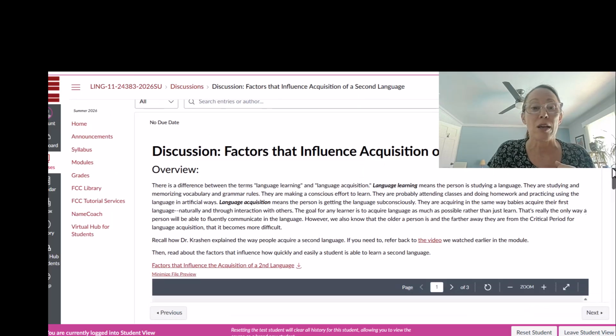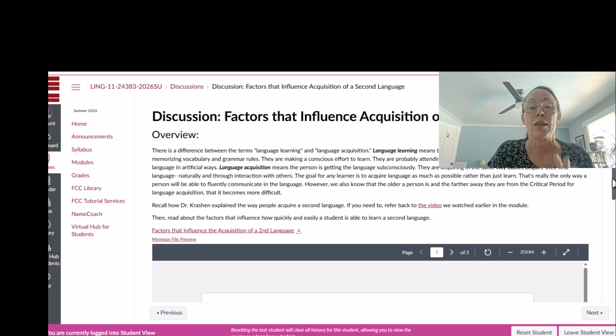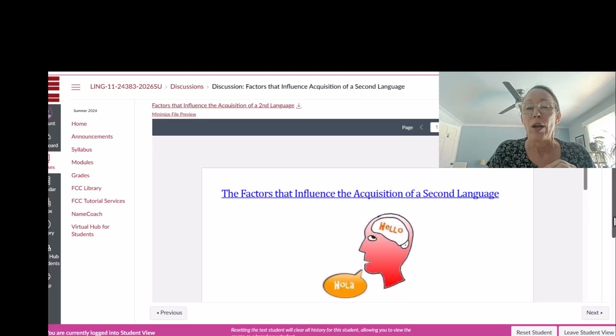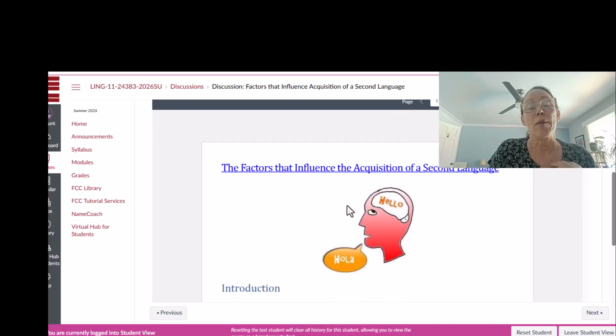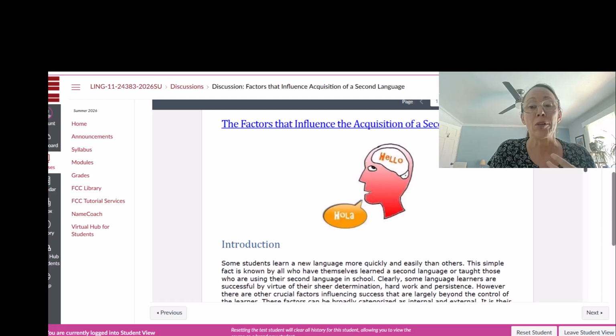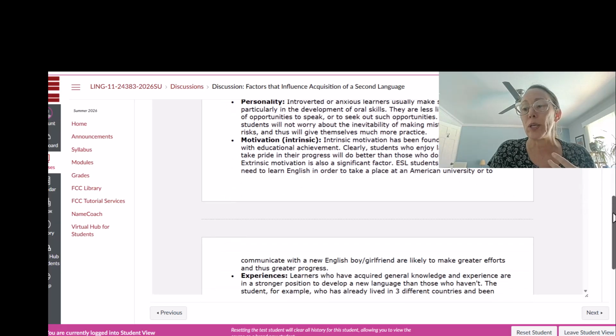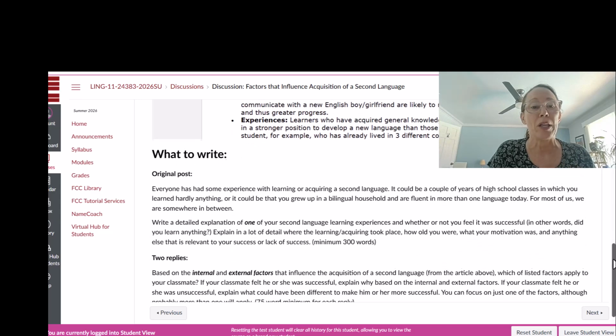So this is factors that influence the acquisition of a second language. And this one is where you are going to write about your experience trying to learn or acquiring a second language. So I've got an article here that talks about the different factors. Make sure that you're reading that. That is for the replies.